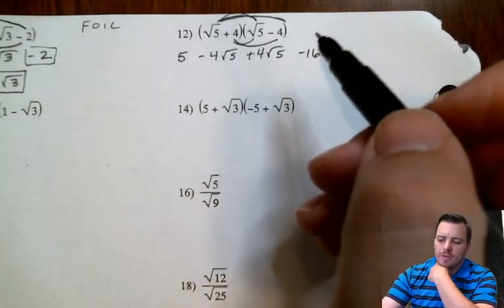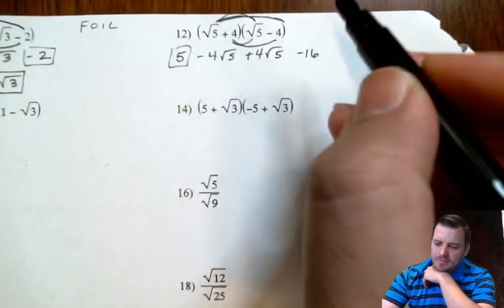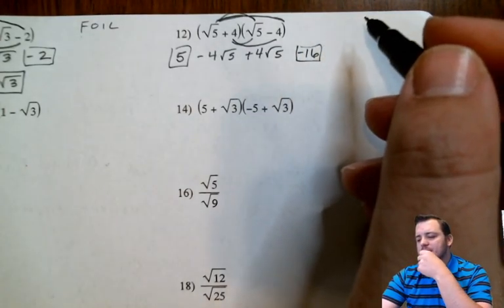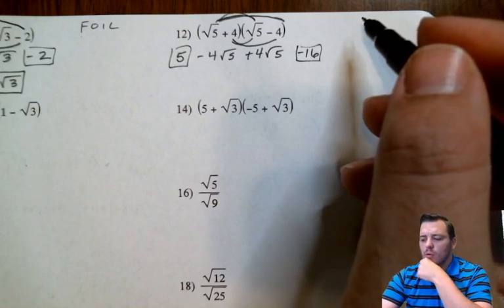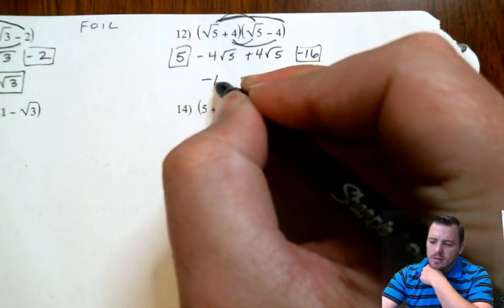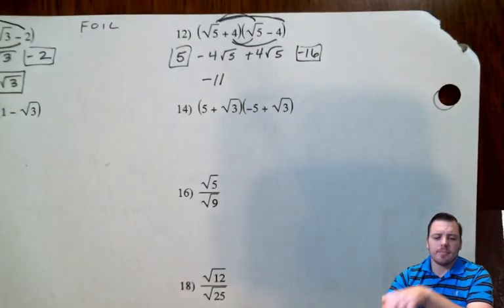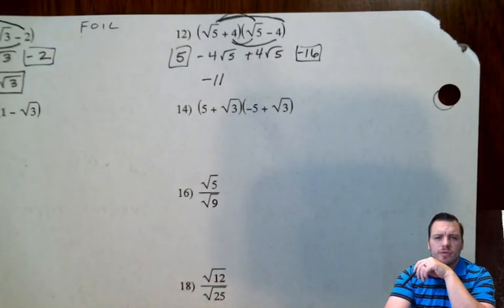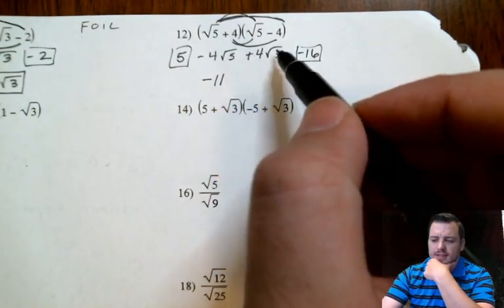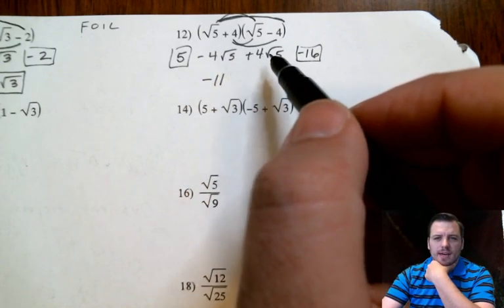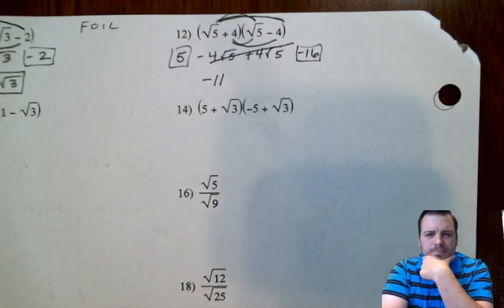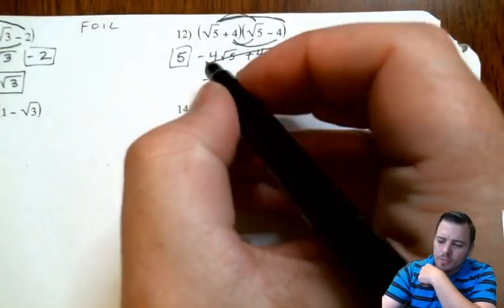All right. From there, notice, combine like terms. 5 and negative 16. So 5 minus 16 would be negative 11. Okay. Now, looking at the other two, that negative 4 radical 5 plus 4 radical 5, again, treat these like they're x's. If I had negative 4x plus 4x, that just simply cancels. So negative 11 would be my answer here.